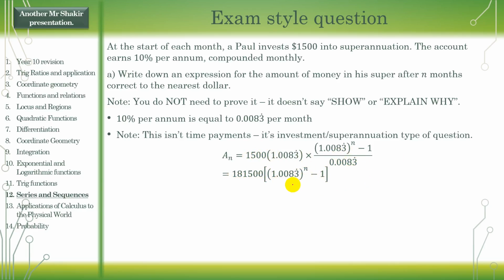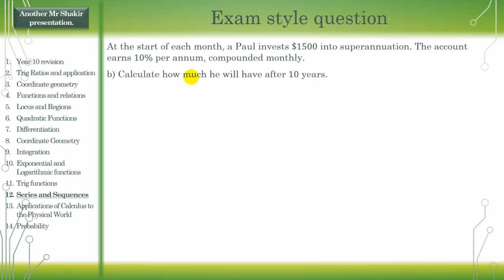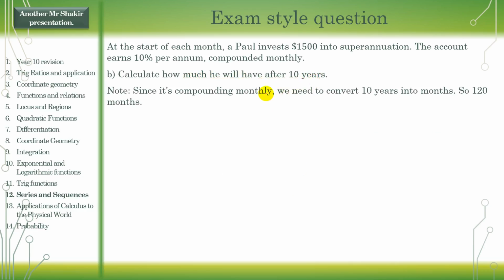So that's the formula. Now the second question is saying calculate how much you will have after 10 years. Well, it's compounding monthly, so we need to convert 10 years into months, so 120. Now we just sub 120 into the formula and you get that. Put it in a calculator, you get the answer. So you will have $309,828. Fairly straightforward, it's just calculator work.